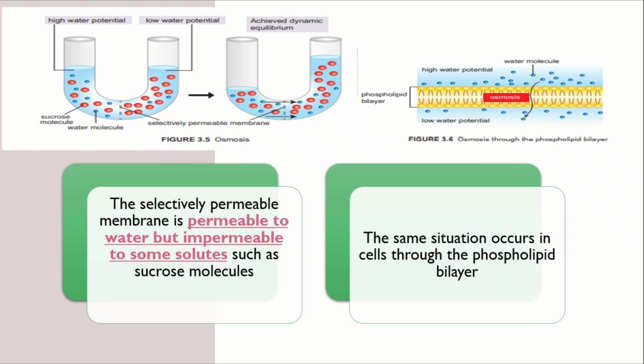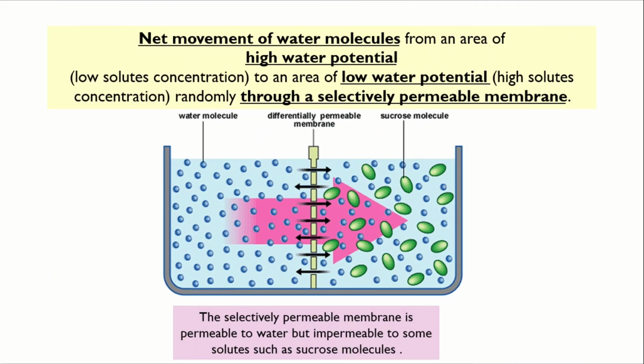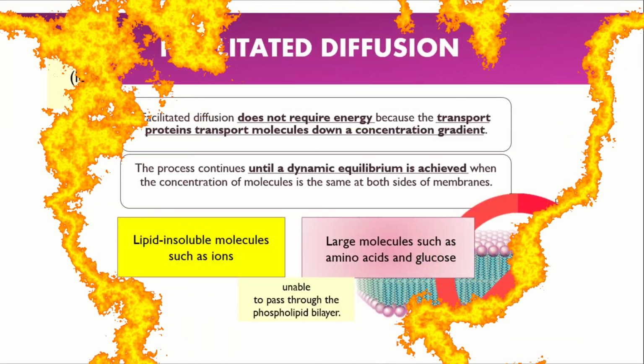The same situation occurs in a cell through the phospholipid. So what is osmosis? It is a net movement of water molecules from an area of high water potential to the low water potential area through a selective permeable membrane. So the selective permeable membrane is permeable to water but impermeable to some solutes such as sucrose molecules.